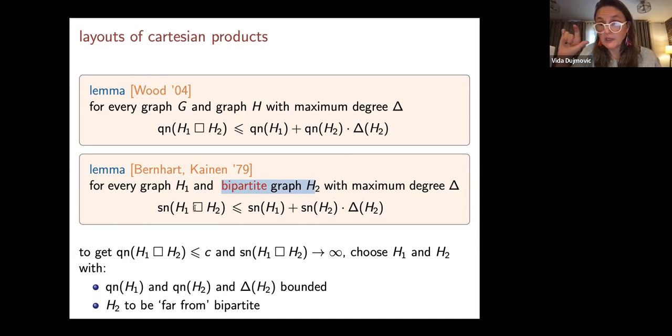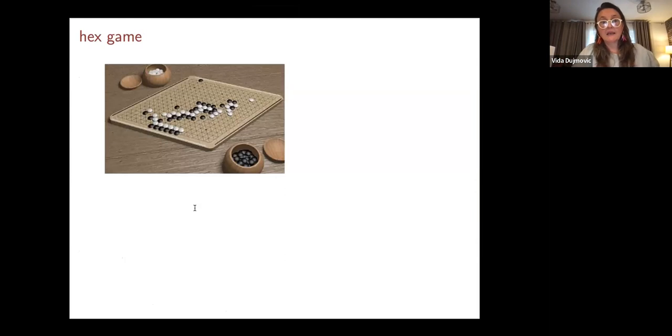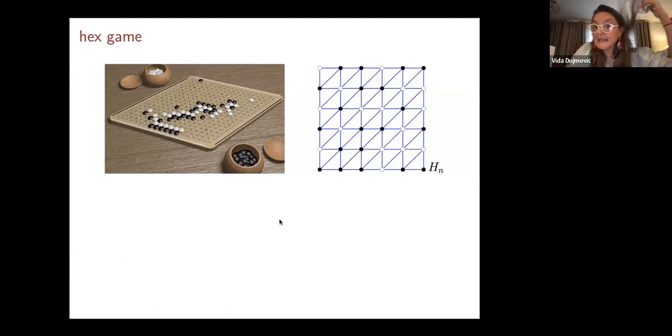So we want a bounded degree graph that is as far as possible from bipartite. Here's something that is bounded degree and as far as possible from bipartite. It's a hex grid, okay? So it's basically a hexagonal grid. And why do we say that? Why do I say that I claim it's as far as possible in some vague notion?